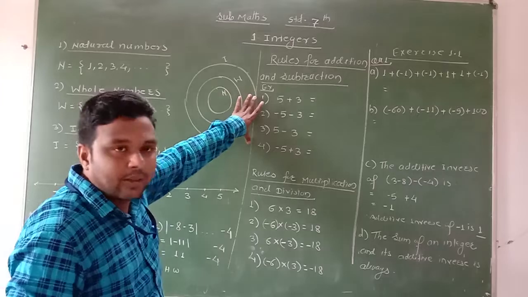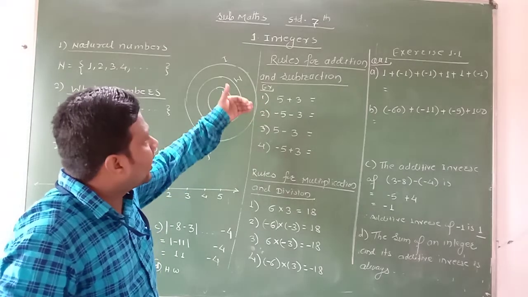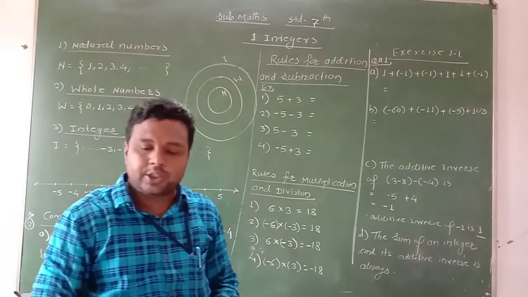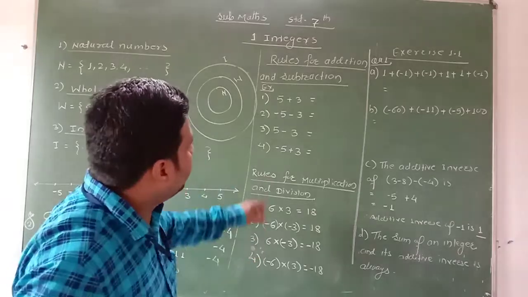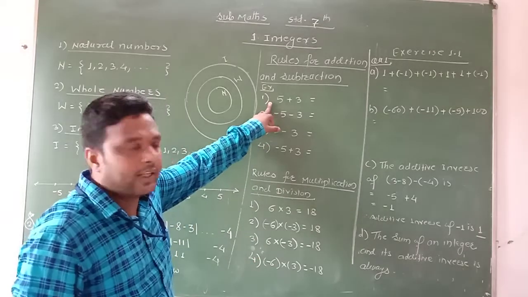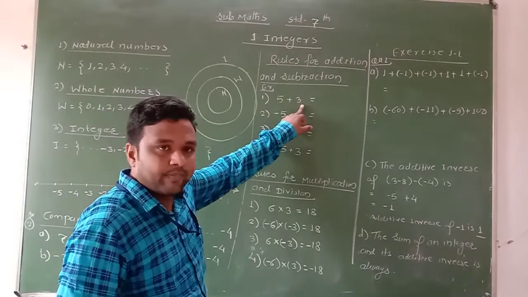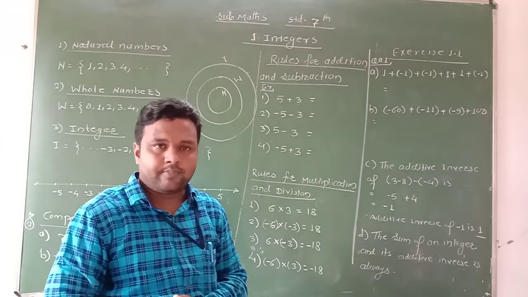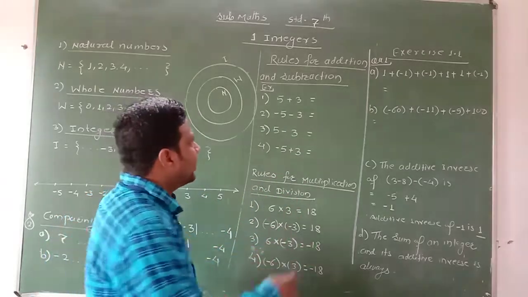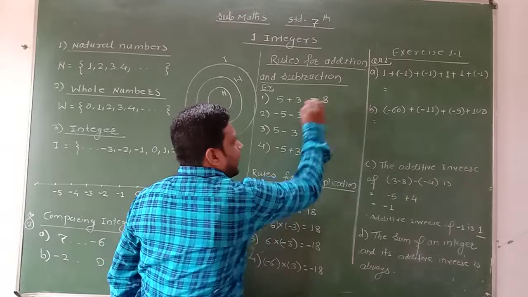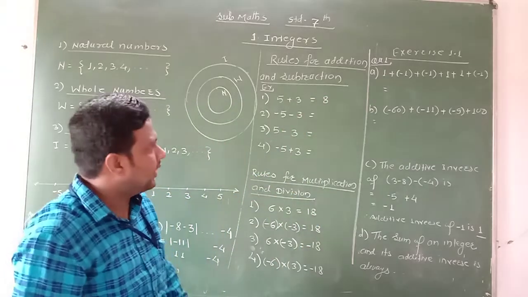Now from the example here we understand what are the rules for the addition and subtraction of integers. Now first rule, first example: here I take 5 + 3. Now both are positive integers. Okay. Then their addition is what? Positive, that is 8. 5 + 3 = 8.